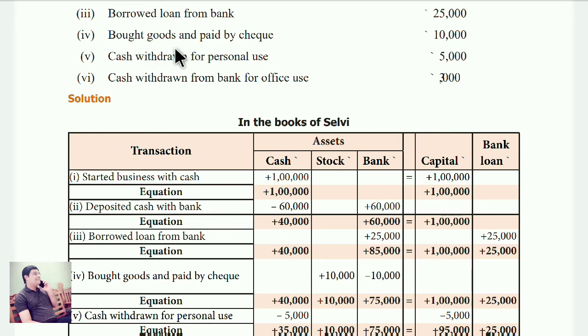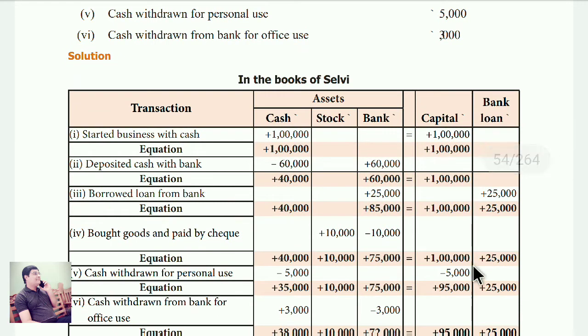Next point, fourth point, bought goods and paid by check. You purchase goods, so what comes in? Goods comes in. From where the money goes out? From the bank, because you made the payment through check. How much rupees? 10,000 rupees. So 10,000 rupees reduced from the bank, and in stock plus 10,000. So now see the calculation, 40,000 here, no transaction, so straight away 40,000 you have to write in the total. 10,000 you have to write here 10,000. Here minus 10,000, so 85 minus 10, 75,000 equal to same amount you have to write here because there is no transaction in this.